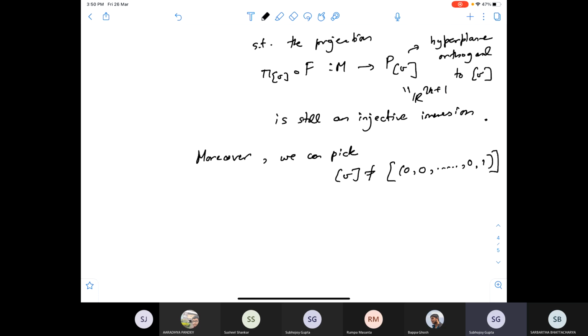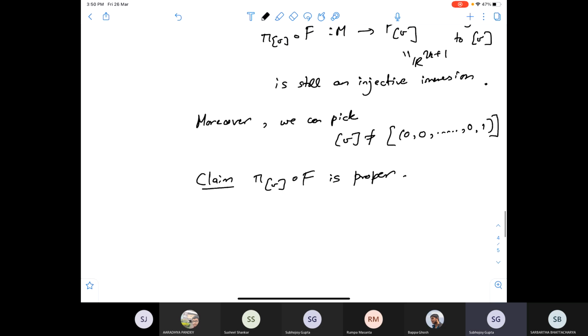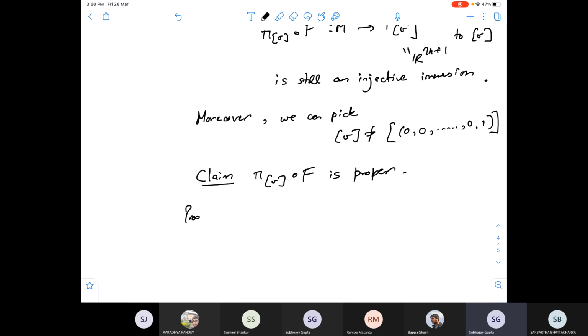So the claim now is that pi_v, for this v not equal to that, and still an injective immersion, is actually also proper. And then we are done, right? Then we would have some such v for which the composition is an injective immersion and is also proper. So that's an embedding. What's the proof of this? This is where we will use the fact that v is not 0, 0, 0, 1.